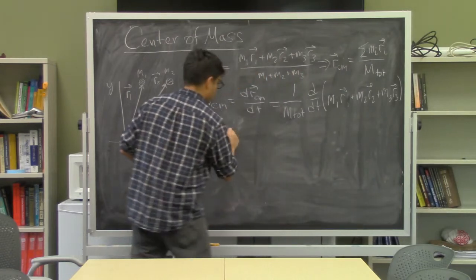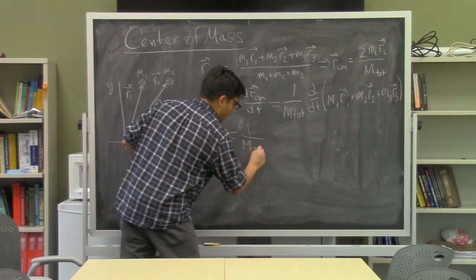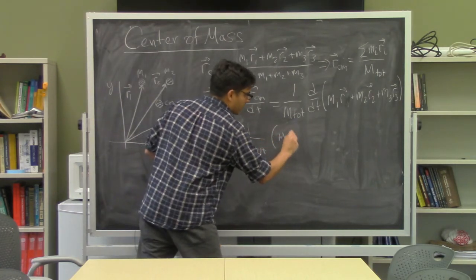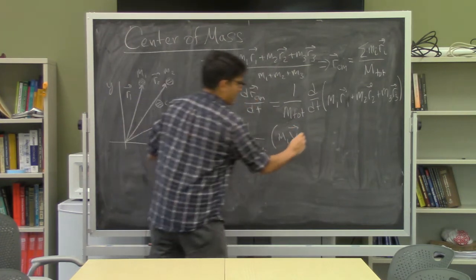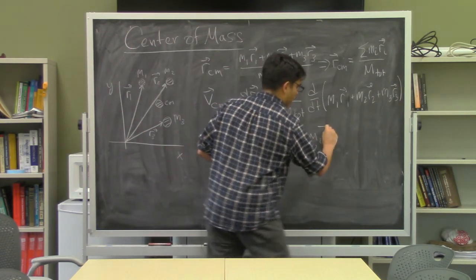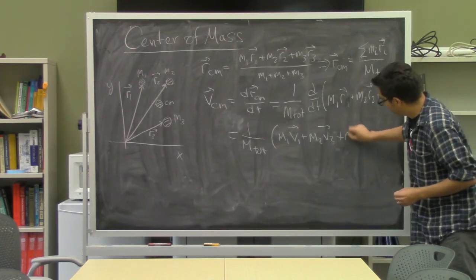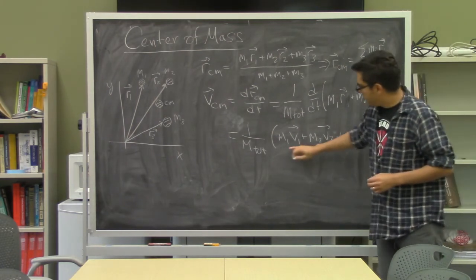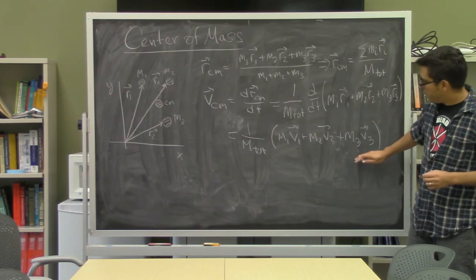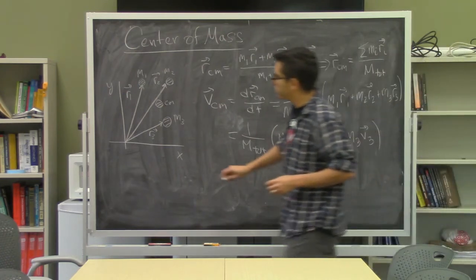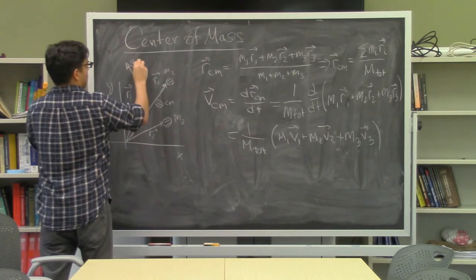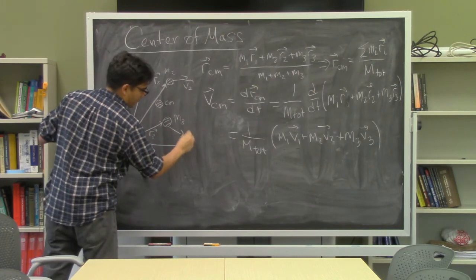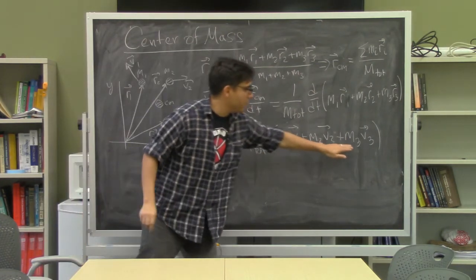As I said, if the masses are not changing, what you'll have is 1 over the total mass times m1 times the velocity of object 1, plus m2 times the velocity of object 2, plus m3 times the velocity of object 3, and so on. Each of these is the individual momentum of the particles as they're moving. So if they have their own velocity vectors, let's say v1, v2, and v3, these products are just the momentum of each of those objects.